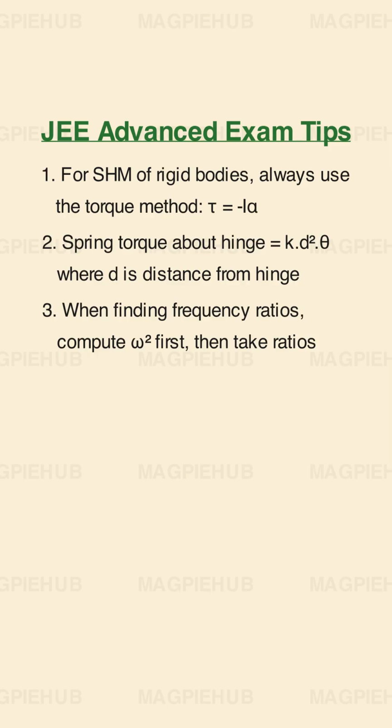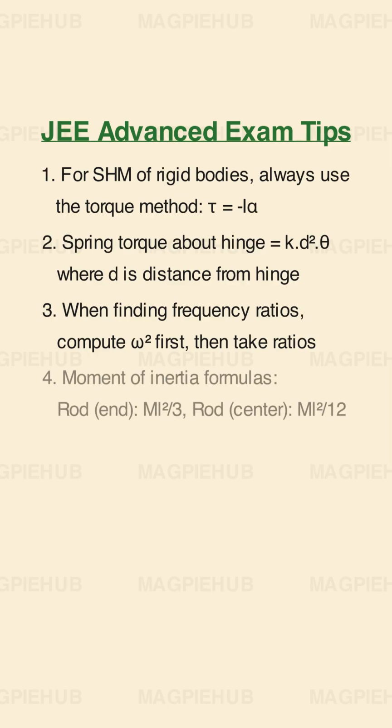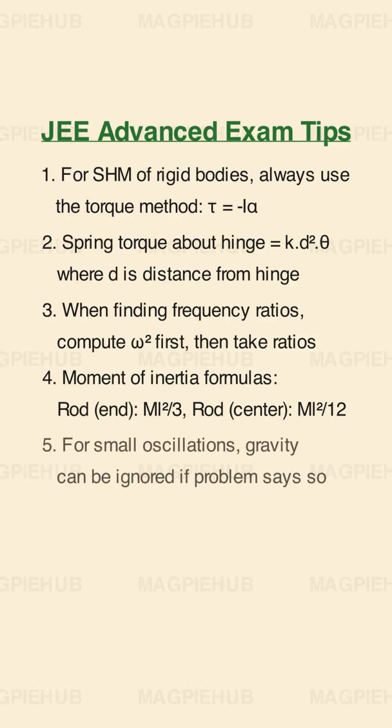Tip 4, remember key moment of inertia formulas. For a uniform rod about one end, it is mL squared by 3. About the center, mL squared by 12. Tip 5, when the problem says ignore gravity, the equilibrium position is simply the vertical configuration and you only need to consider spring torques. Keep these tips in mind for JEE Advanced physics problems on rotational dynamics and oscillations.